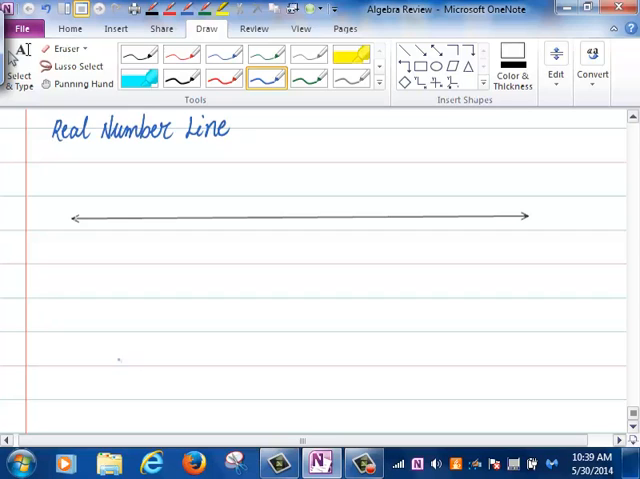Well, you take a straight line, you pick one point to represent the number zero, then pick a scale, pick a unit length. So let's say I am picking the scale to be here. So this is one, this is two, this is three, dot, dot, dot. And then negative integers would be right here: negative one, negative two, negative three, dot, dot, dot. So I pick a unit length, then I pick points accordingly to represent the integers, okay?